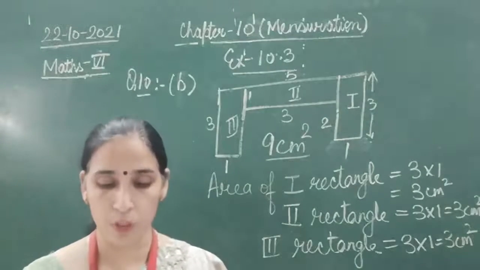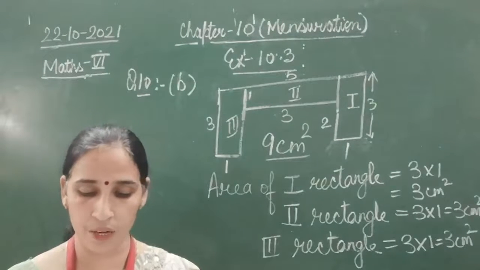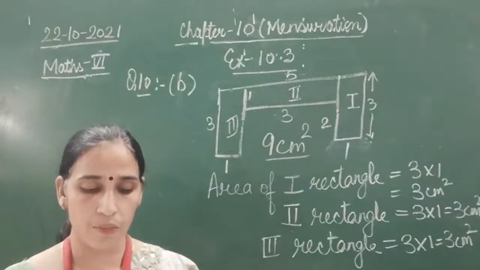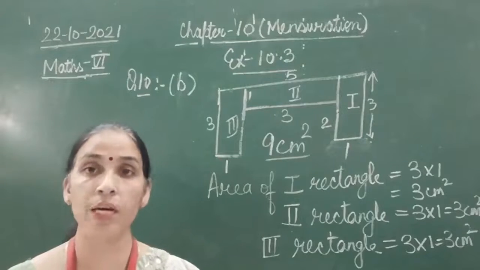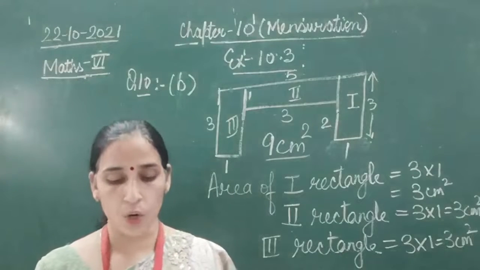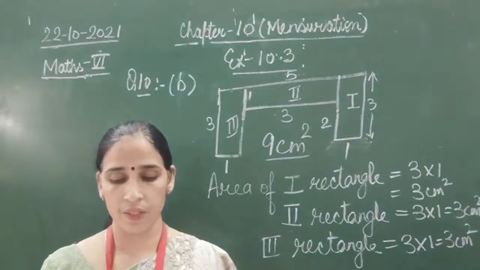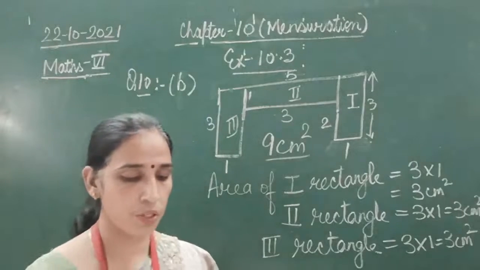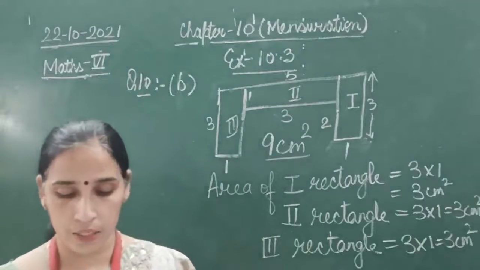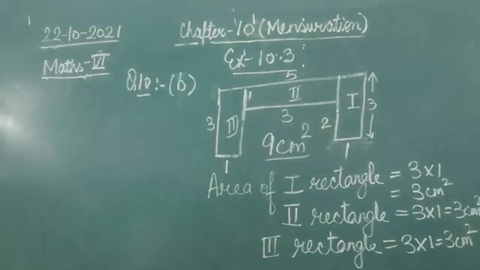Split the following shapes into rectangles and find their areas. Again you have to divide it into 2 rectangles or 2 squares or 5 squares, and then you are supposed to find the area of the given figure. So you are supposed to split and find the area of that figure. Question number 11 is the same kind of question as question number 10.